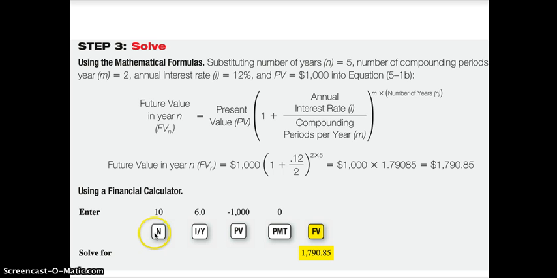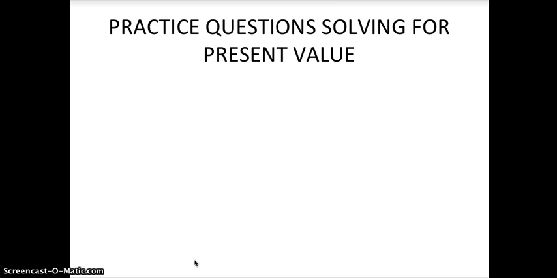But here you get, on the calculator, periods 10, because we just figured that out. Interest rate's going to be 6, which is half of the stated interest rate in the question itself, because you're getting those twice a year. The present value will be $1,000, and when you solve for the future value, you get your answer of $1,790.85. The next question deals with solving for present value, and I'll pick up those two questions, the present value ones, in the next video.